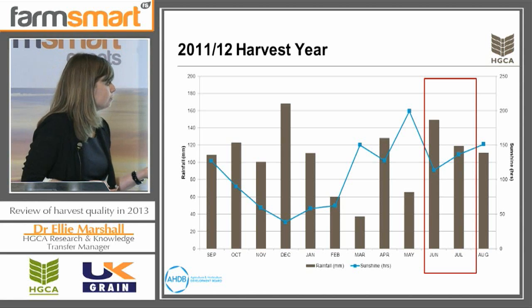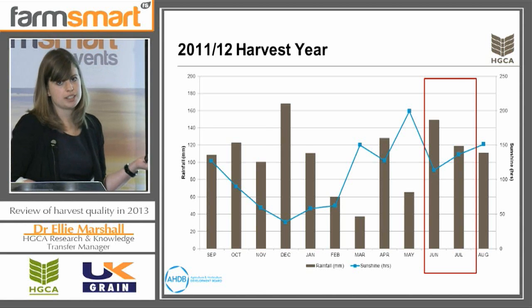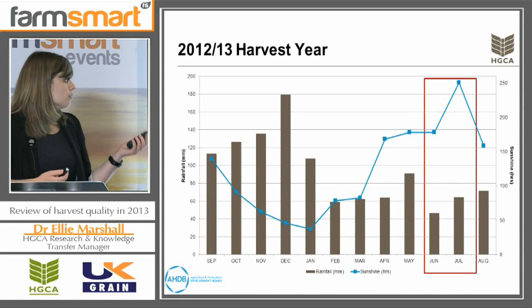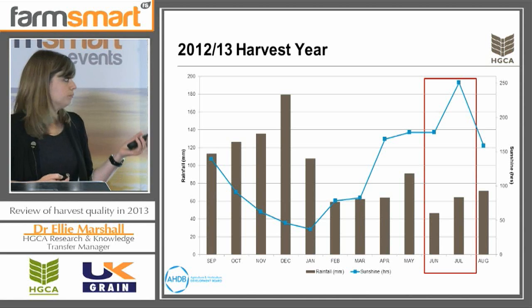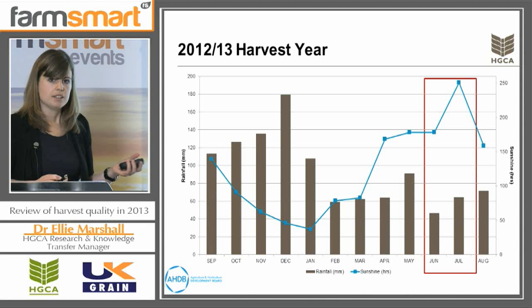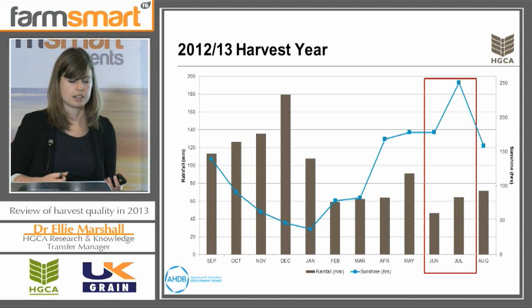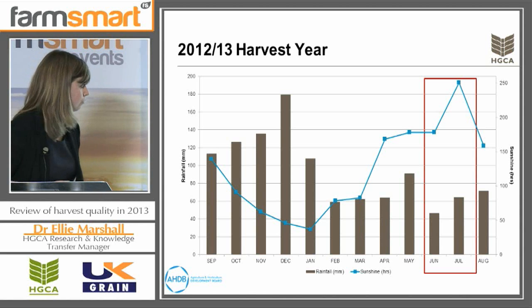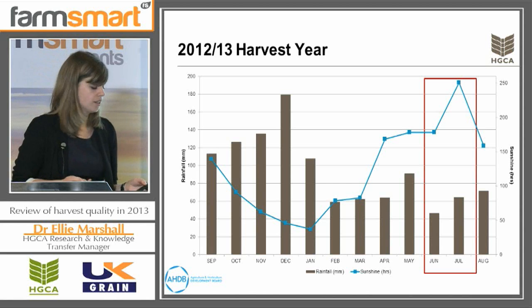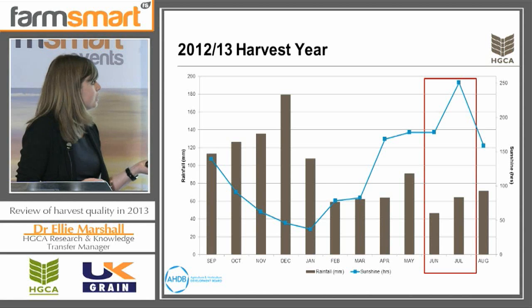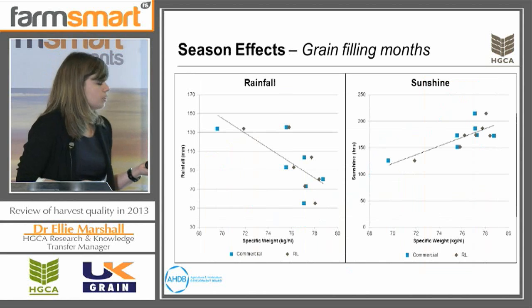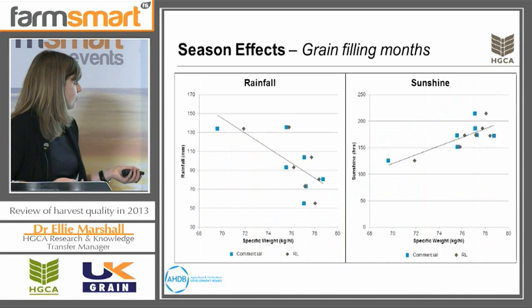Whereas in comparison, in 2013, the current harvest year, we see that there is low rainfall and high sunshine hours. These are really great conditions for excellent grain fill, giving higher specific weight. However, this is only 2 years, but if we look across different years and across the two data sets, we see that this trend still exists.